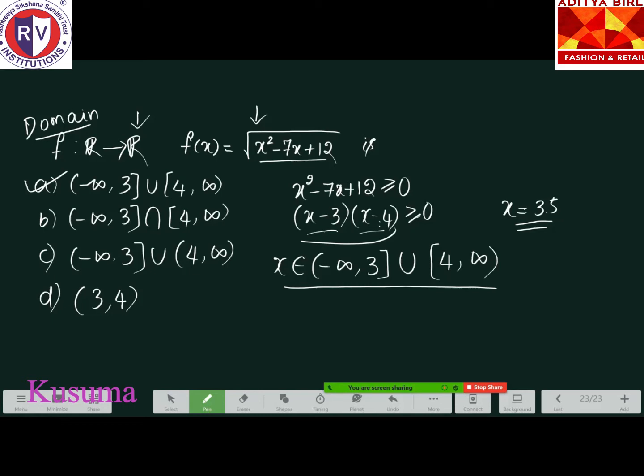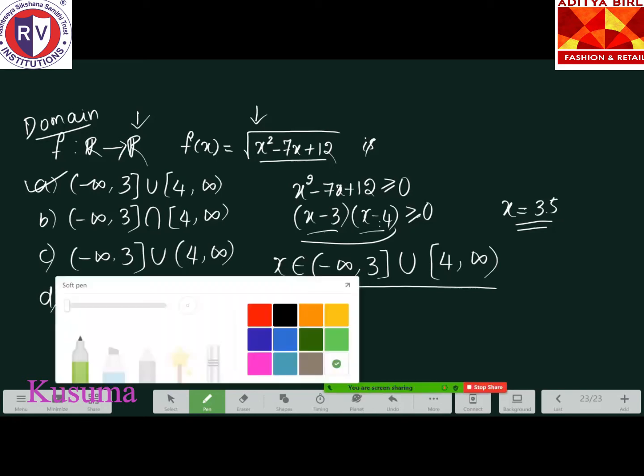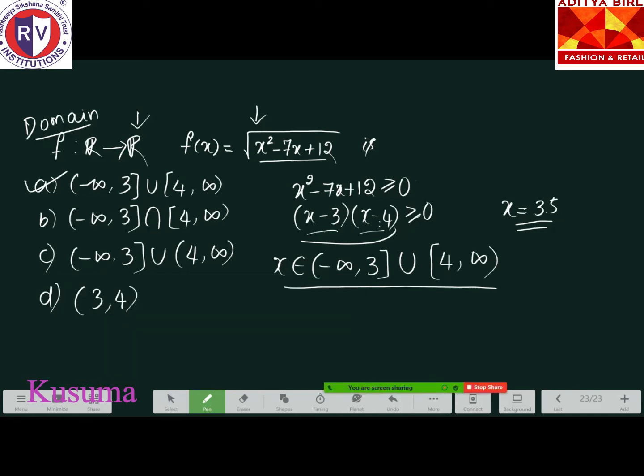As I told you, the expression under the root must always be non-negative. Why? Otherwise, if it is a negative value, we get a complex number as an output. Since the codomain is also the set of real numbers, we cannot get a complex number. So this must be greater than or equal to 0.